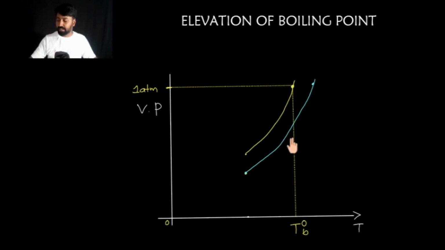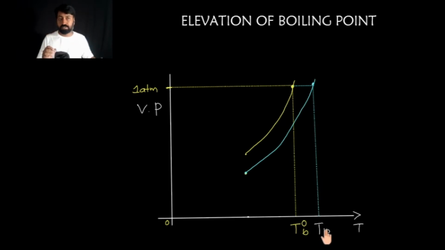Now let me extend this once again. So what I get here is the line. This is the 1 atmospheric pressure we have. We're going to draw the line here, and the corresponding temperature will be here. So this is the corresponding temperature, and this temperature we're going to term as TB.